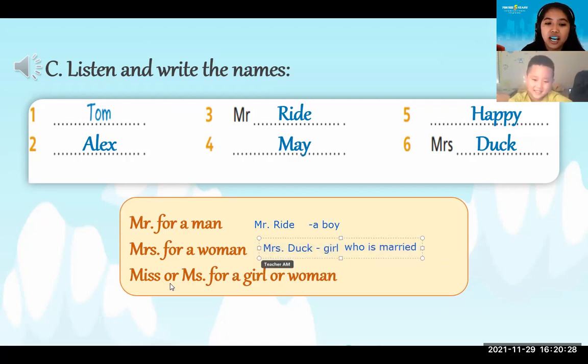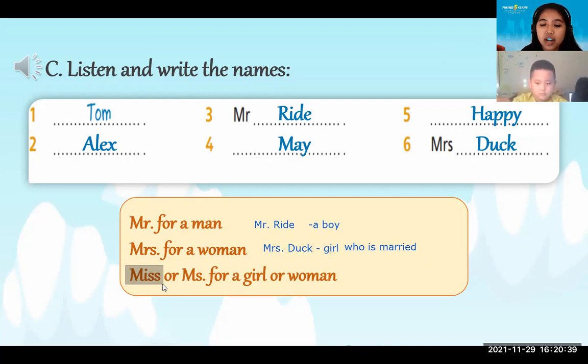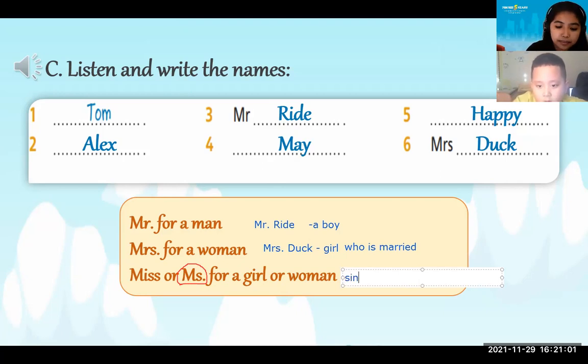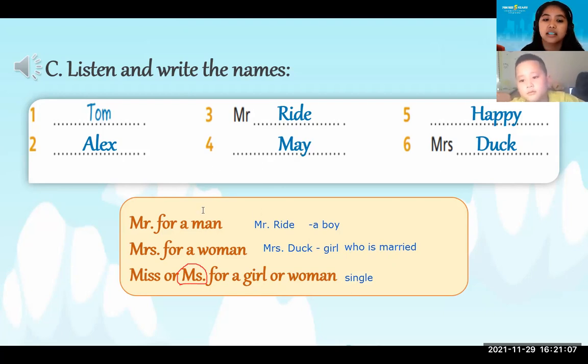Okay, so here, let's proceed to Miss. When we say Miss, you repeat after teacher, Miss. Very good. Or M-S with a dot, or just like this one. When you see this one, it is used for a girl or woman who is single.